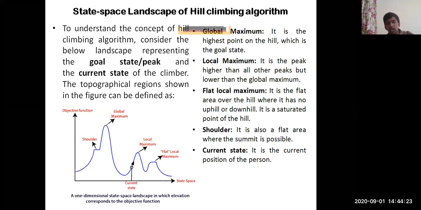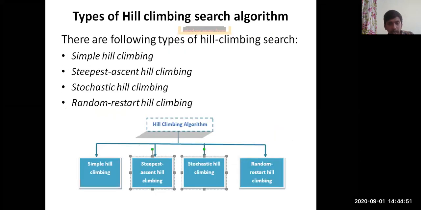Next, as I said, you will have a shoulder, and you can see in the graph a current state. The current state indicates where and in which direction you are moving. This is a one-dimensional state representation of hill climbing using your objective function. Here again the goal is the same: you need to reach from the current state to the goal state, moving in your direction. You can get different hurdles, so I'll show you in the next slide the different types of hill climbing approaches.